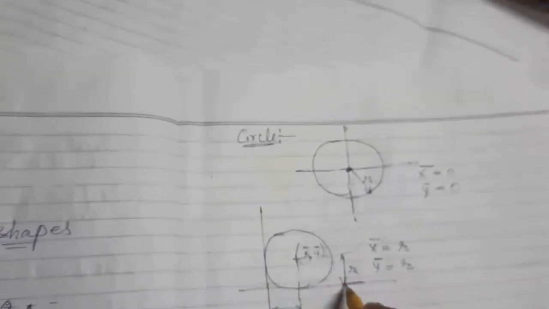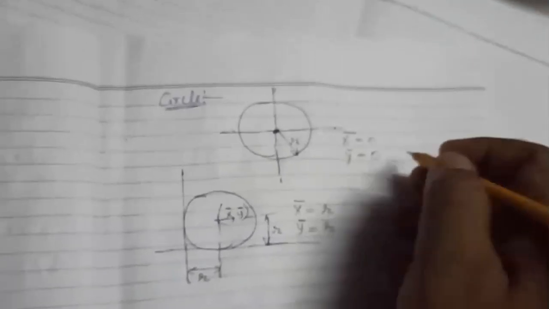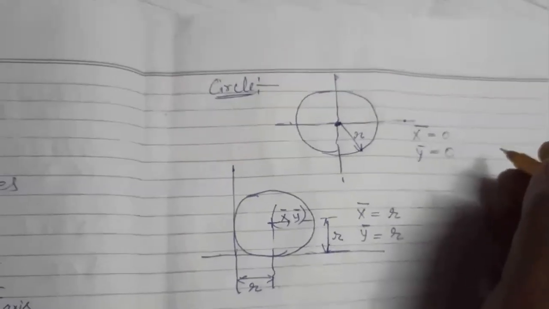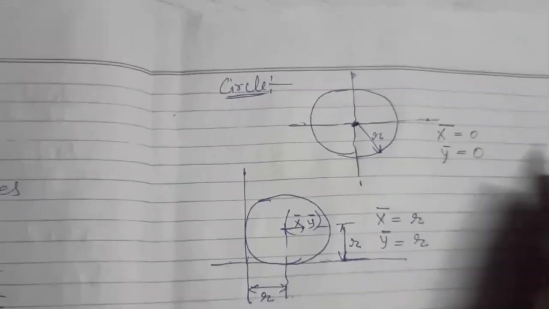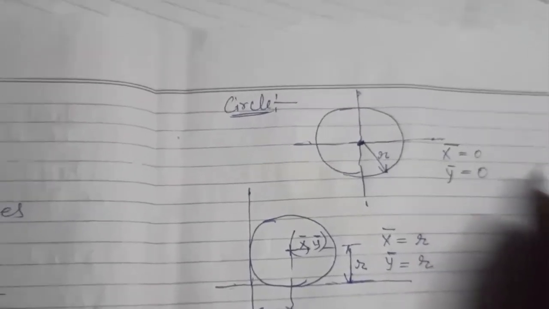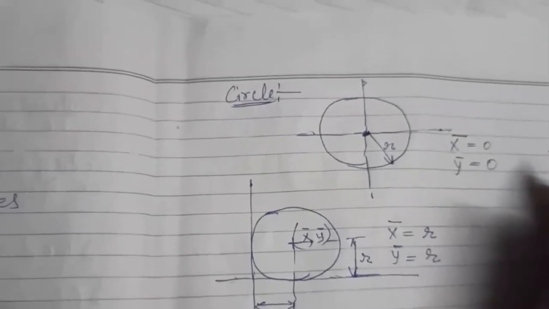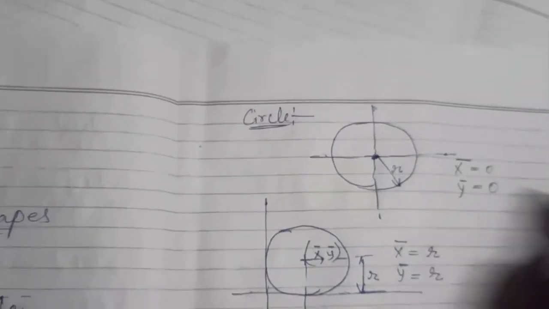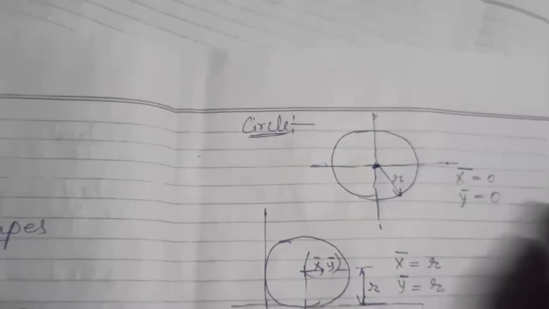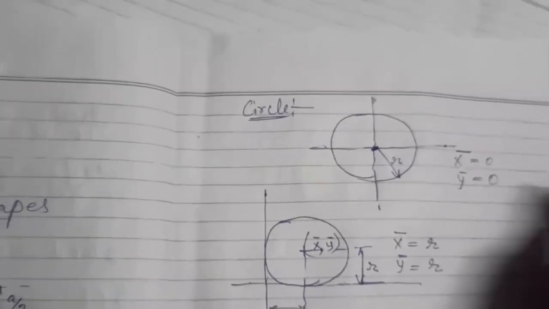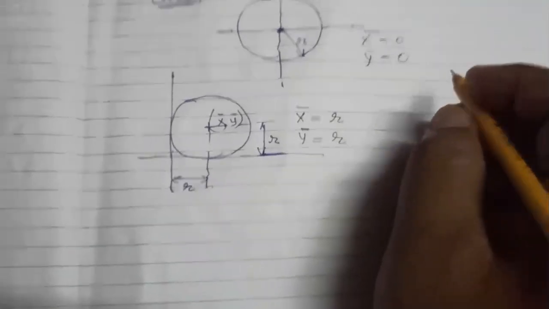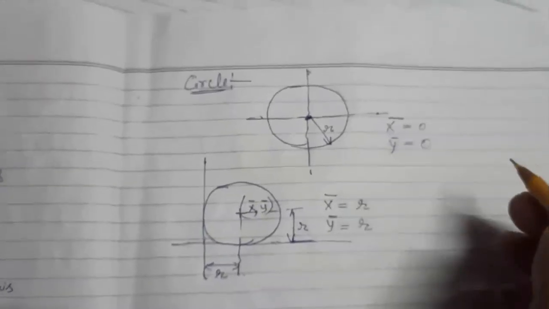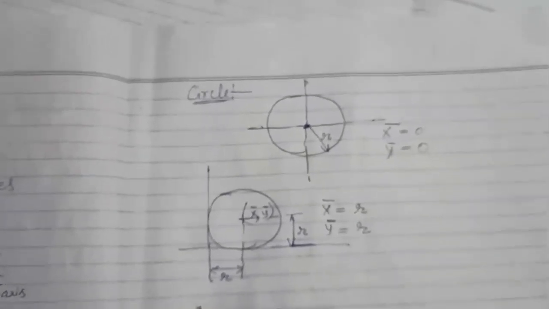Now the reference lines are these lines. So the distance of the centroid is always measured from the reference line. So the reference line is very important. If you forget the reference line, then you can't measure the distance of the centroid. So first of all, you have to consider the reference lines. The reference lines are very important in measuring the centroidal distance.